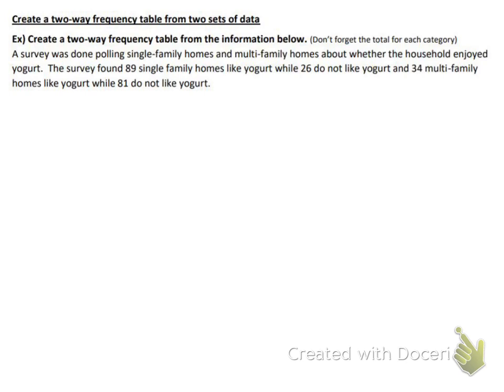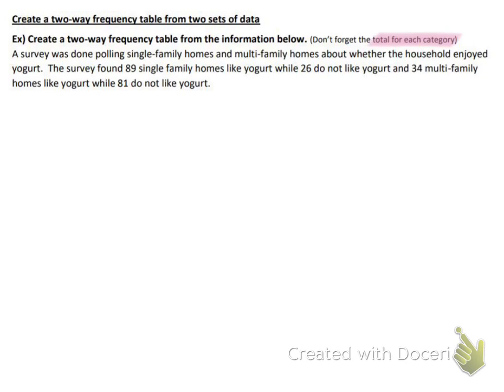So we have an example here, and I can let you guys read that. If you need to pause the video, go ahead and do so. The one thing I want to point out is that it reminds us here to not forget about the totals for each category. Not only does our two-way frequency table need to include the joint frequencies, we need to have the marginal frequencies and totals as well.